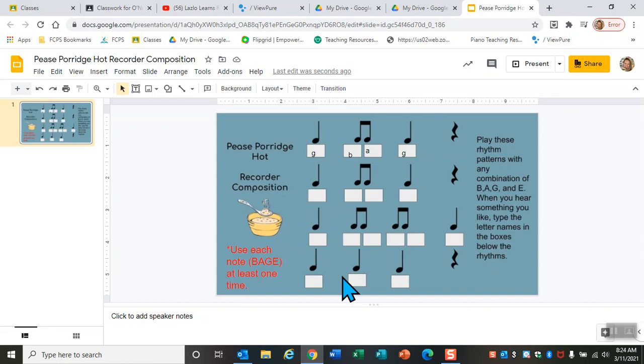Now, it says use each note, B, A, G, and E, at least one time. Okay, so you cannot have the whole composition all the same letter name. That would be super boring to listen to. So make sure you use every note that we know at least one time, okay? You can make it as simple as you want or as complex as you want, but make sure you're able to play it. And then when you're done, share it with a family member or leave me a Flipgrid.